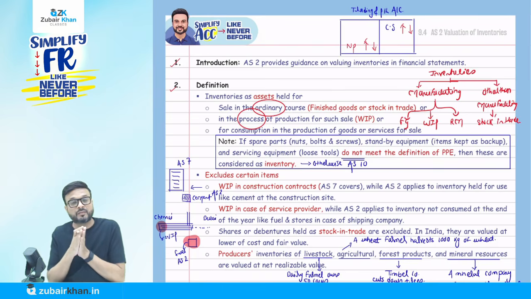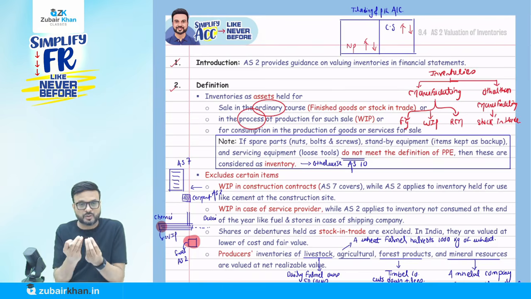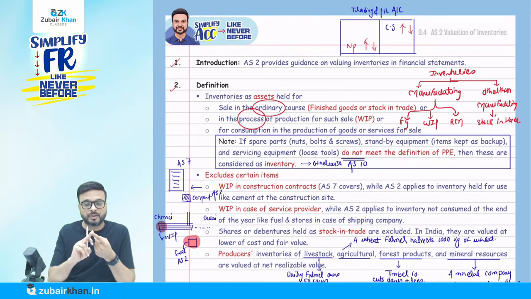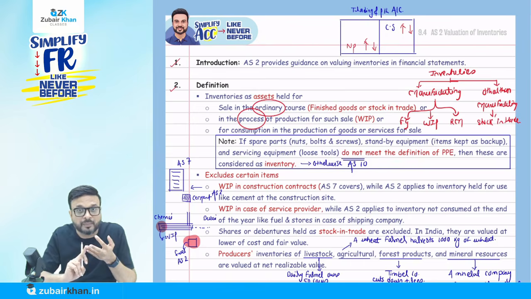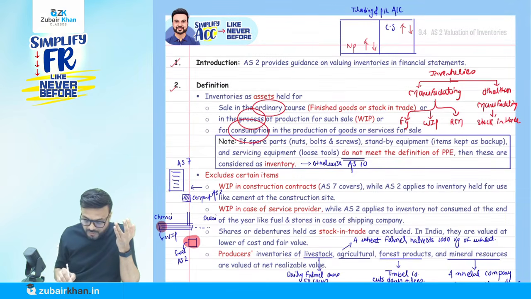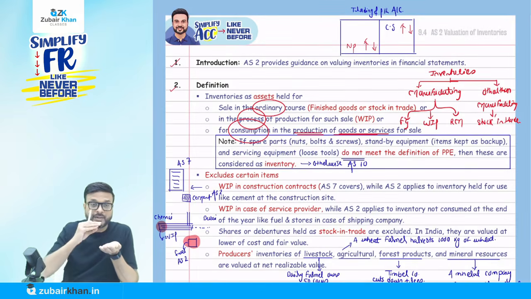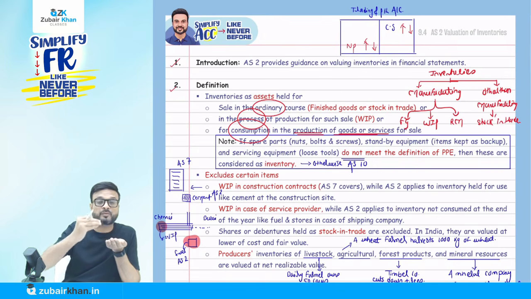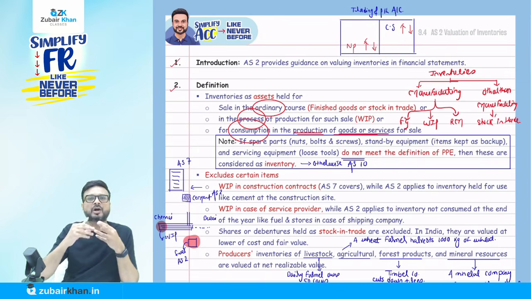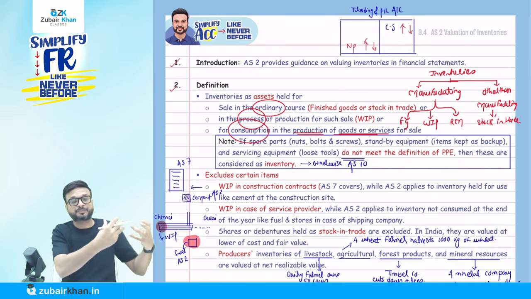So at the end of the year, when we do the valuation of closing stock, there will be finished goods, WIP in case of a manufacturing company, or for consumption in the production of goods or services for sale. To make it simple, that is a raw material that we are going to use for the purpose of what? Production of goods, or if you're providing services, in that service, if you're using that raw material.